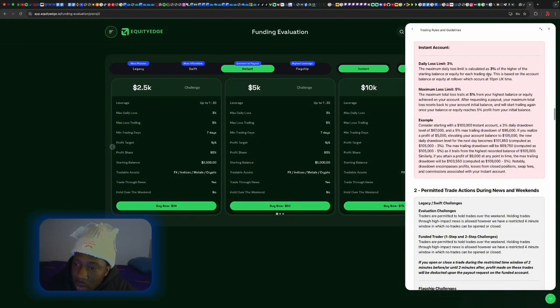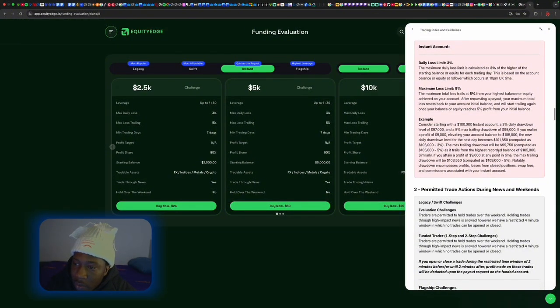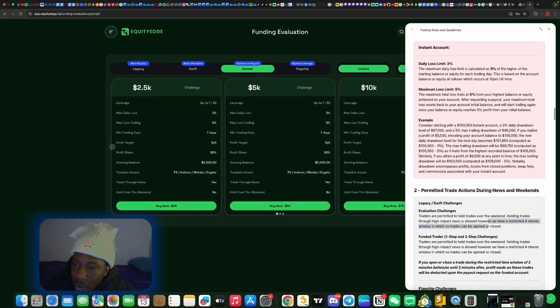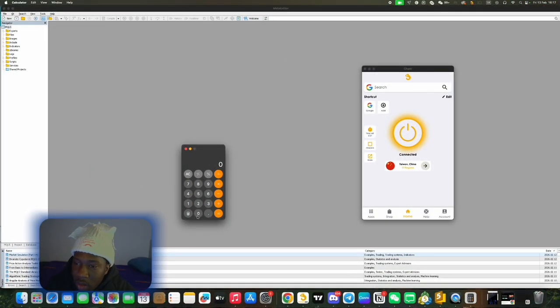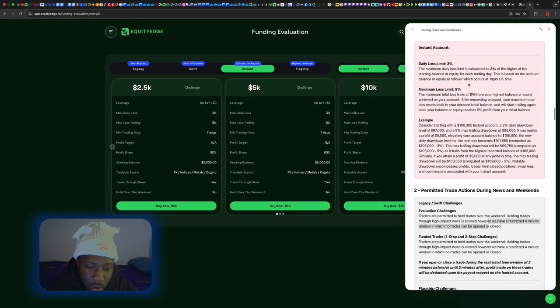Maximum loss trails at 5% from your highest balance or equity achieved on your account. So the maximum loss limit is 5%. 5% of 5,000 is 250.